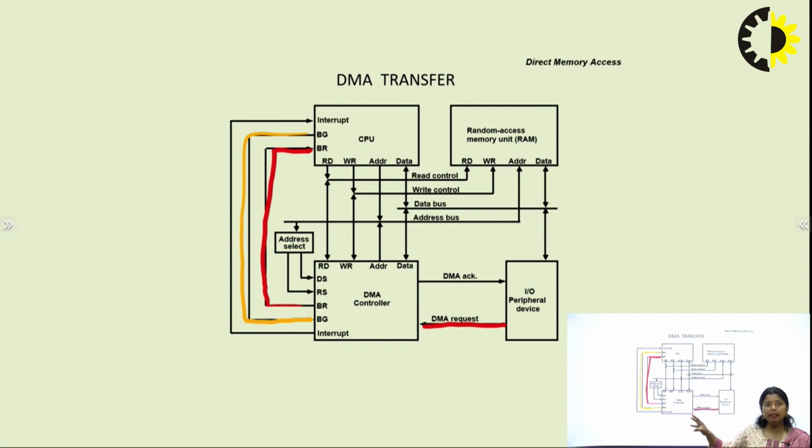Now the DMA controller has all the responsibility for transferring data from the IO device to memory, either IO read or write. So the IO device transmits the data to the DMA controller, and now the DMA directly transmits that data to the random access memory without any interruption by the CPU.